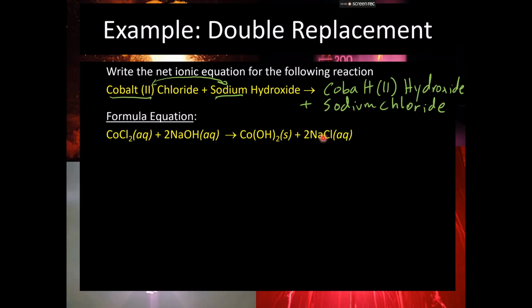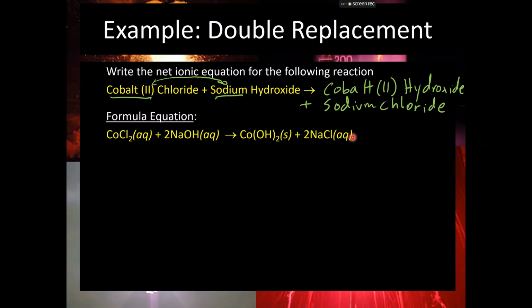Apart from that, we're also going to balance this reaction because every formula equation we need to balance. So that sodium chloride needs a 2 coefficient, that sodium hydroxide needs a 2 coefficient. So everything we've done up to now is essentially sections 1 through 4. We end up with what would be our answer for sections 1 through 4. But now we need to go a step further.